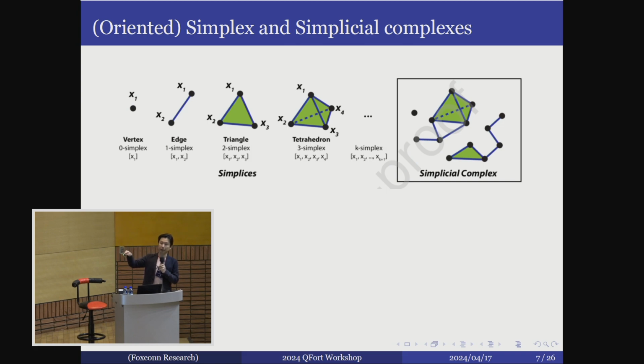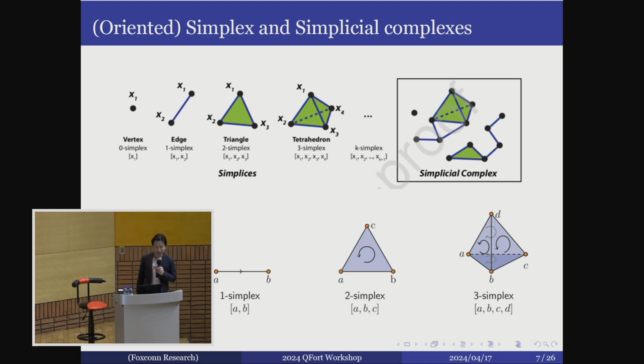of K simplices. A K simplex is given by K plus 1 vertices. So, for example, a zero simplex is just a vertex. A one simplex is a line. A two simplex is a triangle. A three simplex is a tetrahedron, and then you can go all the way up. And then a simplicial complex is just when you combine these objects. Then we call it a simplicial complex.